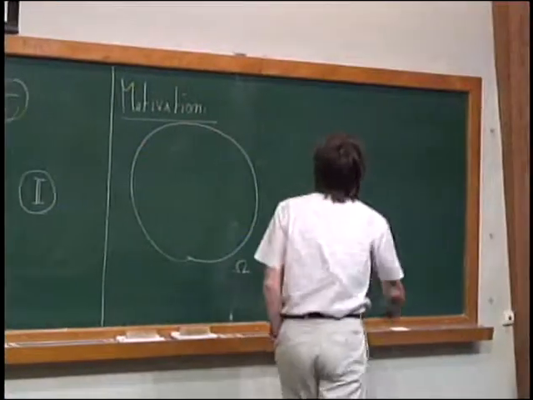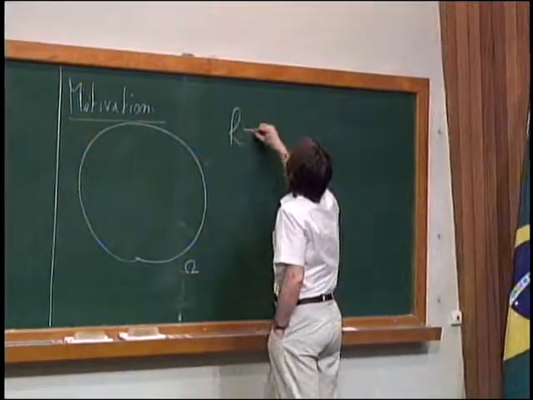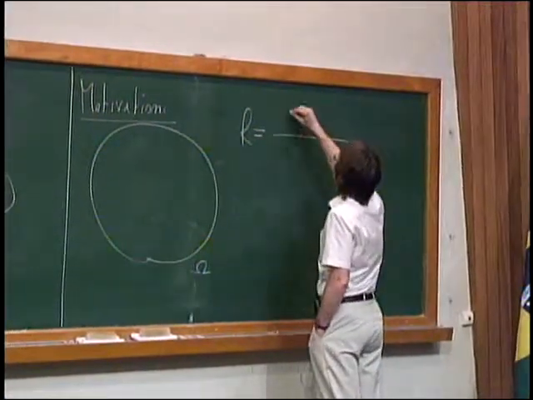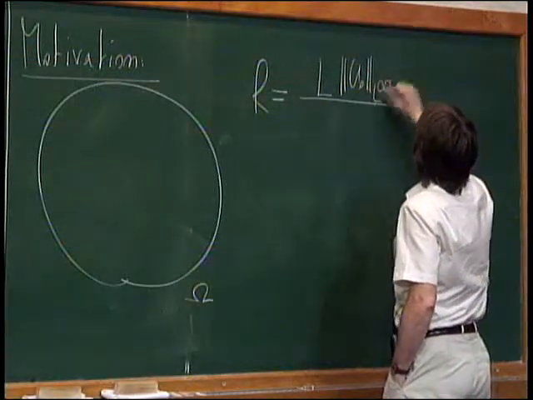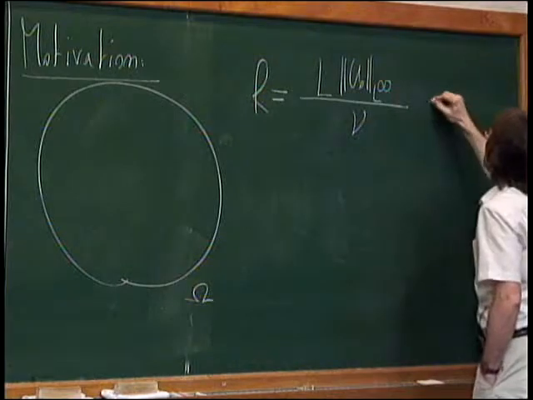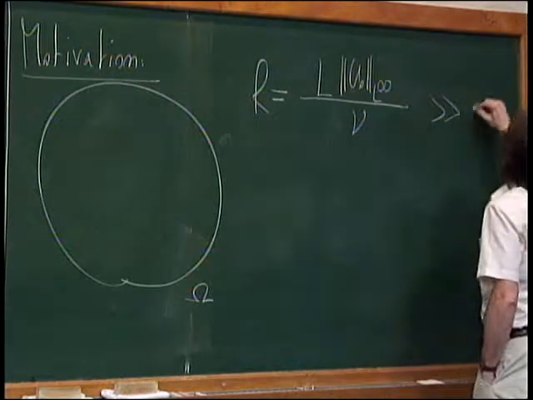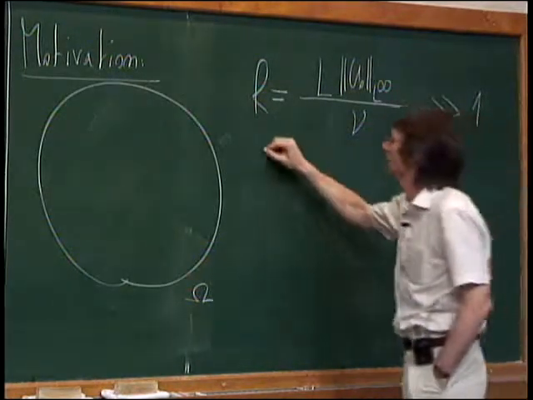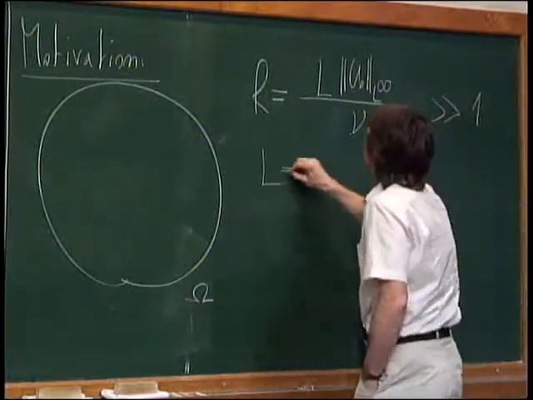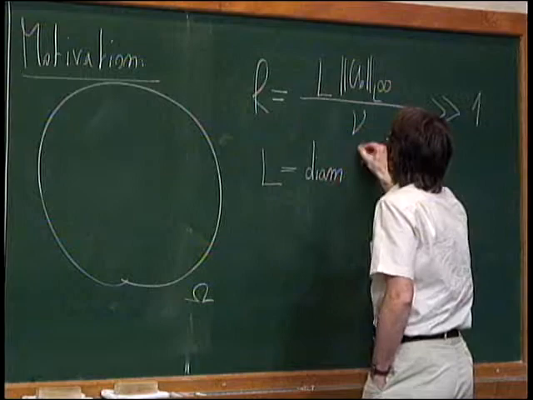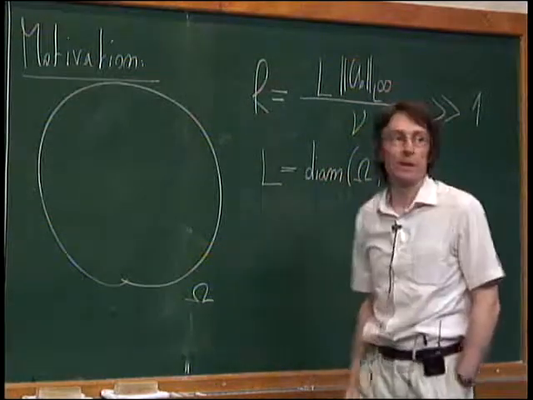So we could define, for instance, in that problem, a Reynolds number by saying L times the L infinity norm of U0, divided by nu, and ask this to be much larger than 1. And L is some typical dimension related to the domain, so why not take here the diameter of omega? Okay, so this is what I mean by large.